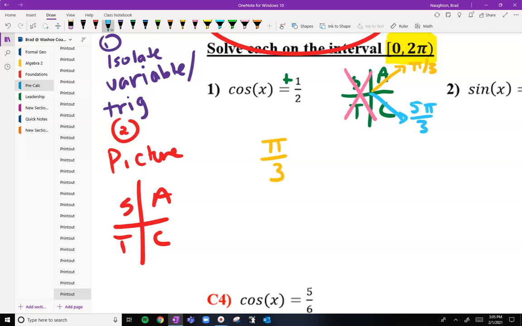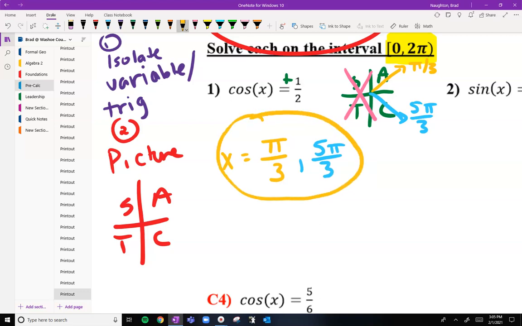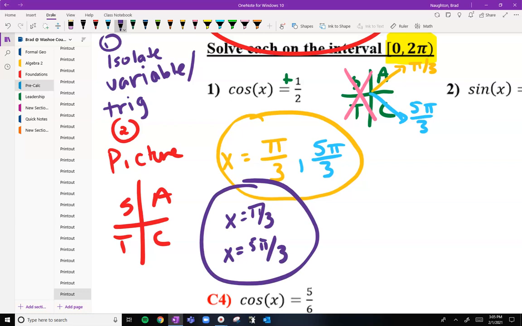And so since it's not asking for K, all we're going to do is we're going to write them like this and call it good. X equals pi over 3, 5 pi over 3. We're good to go. Not a whole lot there. Okay. If you want to write them individually, going X is equal to pi over 3 and X is equal to 5 pi over 3, that's fine too. Whatever you feel fits your fancy.